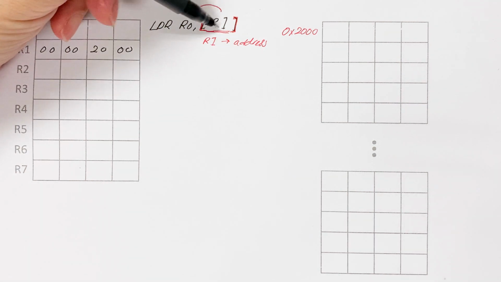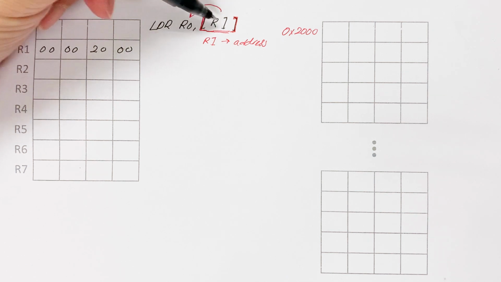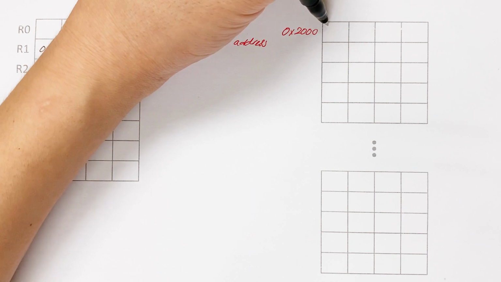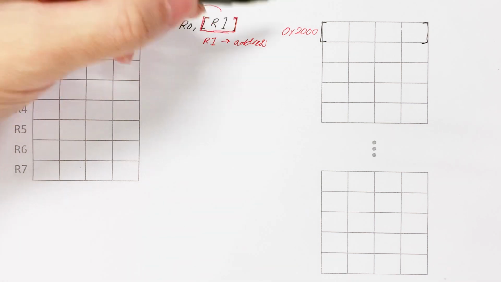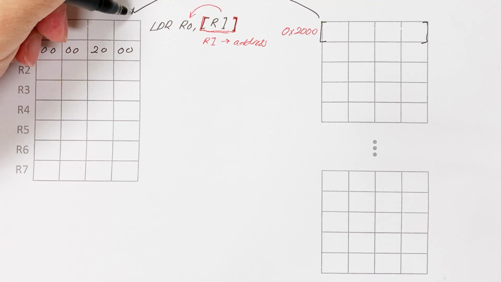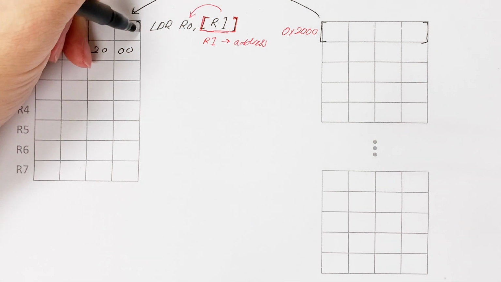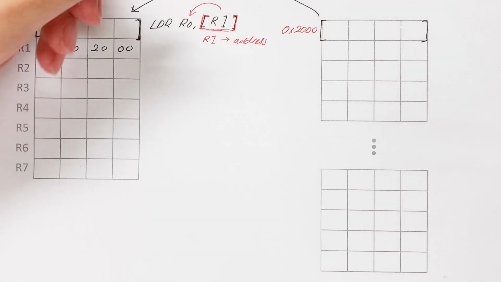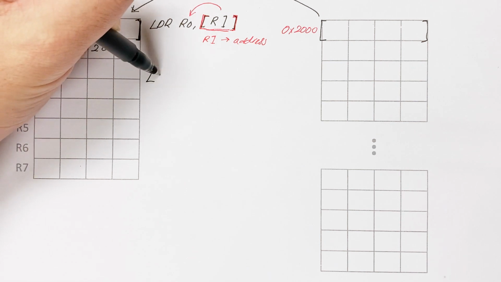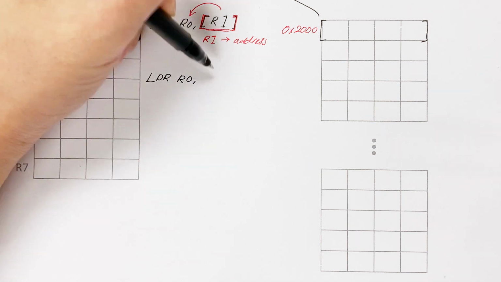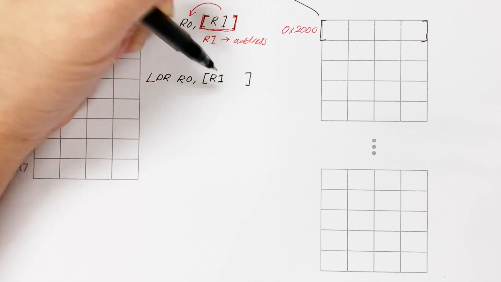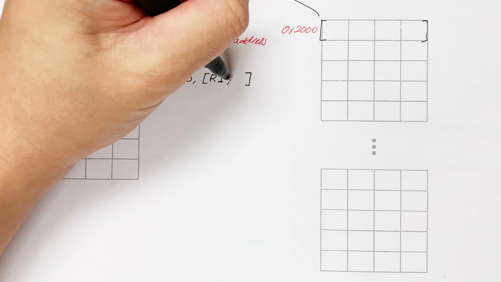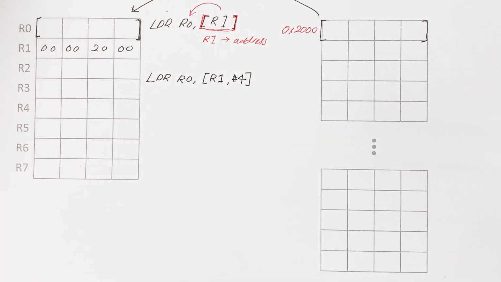So the address that we're supposed to load from is given by R1, which is 2000, and we're going to copy the data from this memory location and then store it into register 0. Then we also learn the second addressing mode, which is called the immediate offset. So we also copy from the memory, and the base or the address is given by R1 and also offsetted for a certain amount.